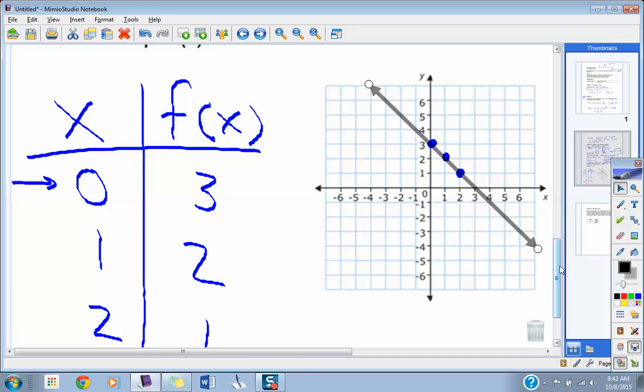Okay. So the other thing, after you've got a few points in here, and this is graph, how you can determine input and output values then from your graph. Are you okay with that? All right. Good.